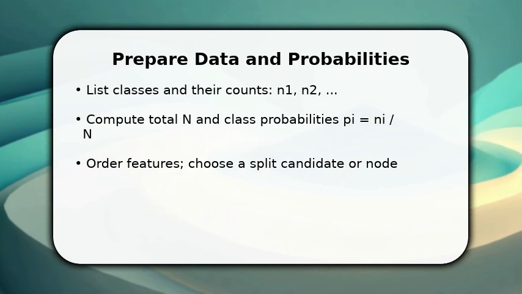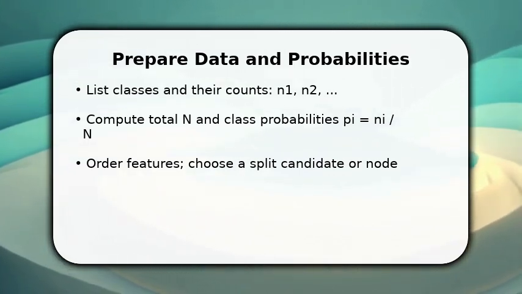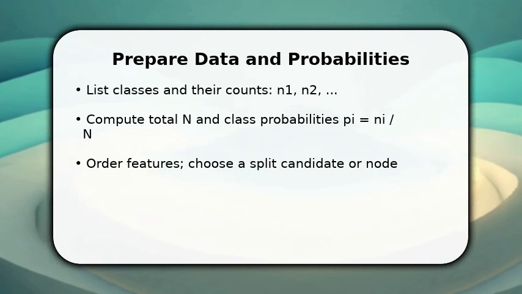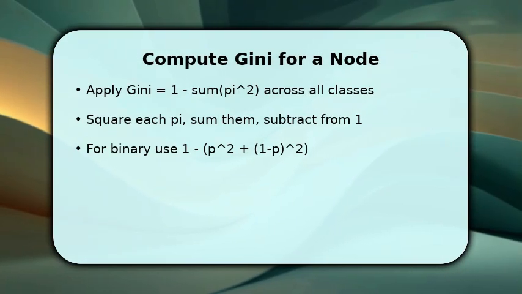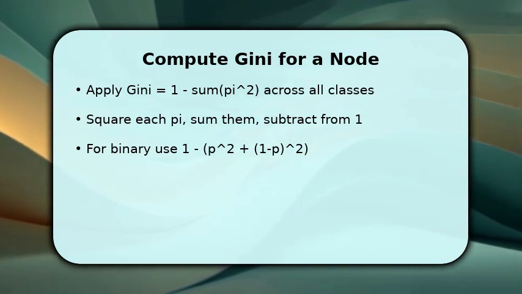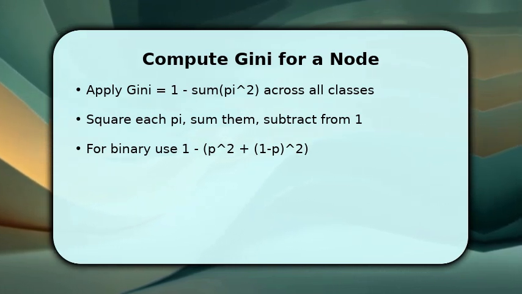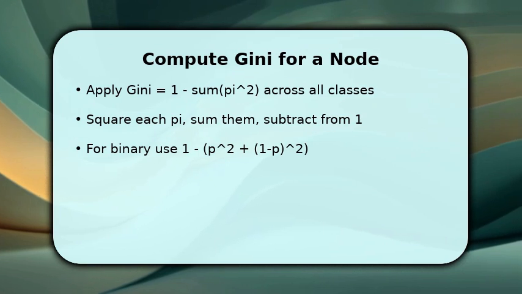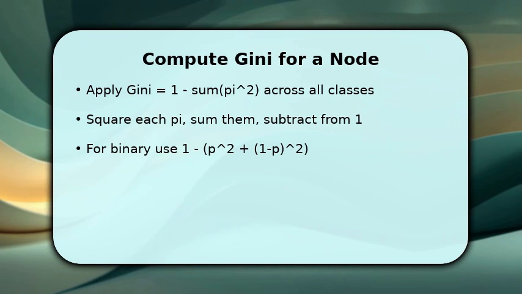Make sure to handle zero counts by keeping their pi as 0 rather than removing classes, because the formula expects a complete distribution. Now compute the index. For the chosen node, calculate the sum of squared probabilities and subtract that from 1. You square each pi, add those squares, and then do 1 minus that sum. For binary outcomes, this simplifies to 1 minus p squared minus (1 - p) squared, which is quicker.